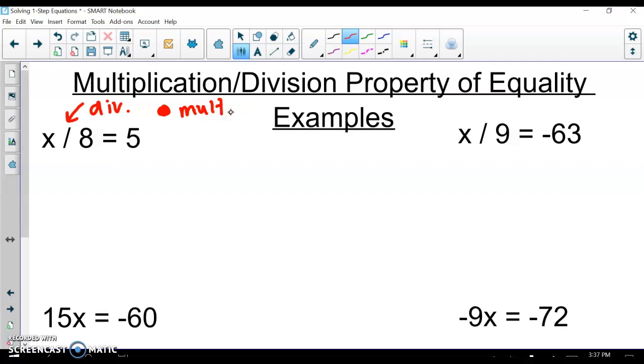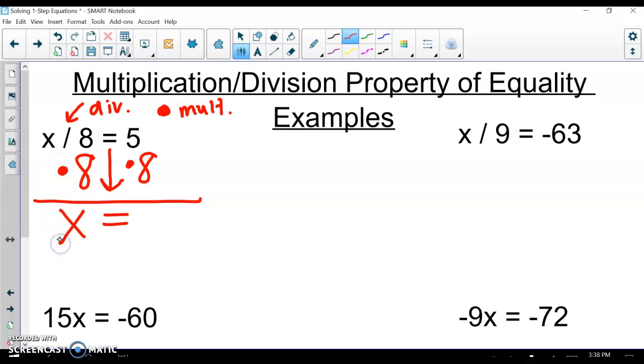So here we have x divided by 8 equals 5. So we're going to do the opposite of a division, which is multiplication. We're going to use the same number that's on the same side of the variable. And what we do to one side, we have to do to the other side. We carry our equal sign down. So we get x divided by 8 times 8 is going to leave us with 1x. Anything times 1 is itself, so we're left with x. And 5 times 8 is equal to 40.